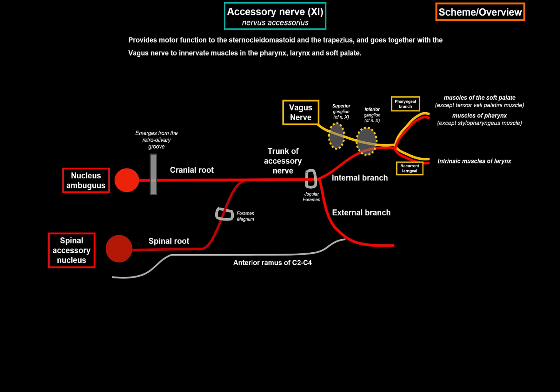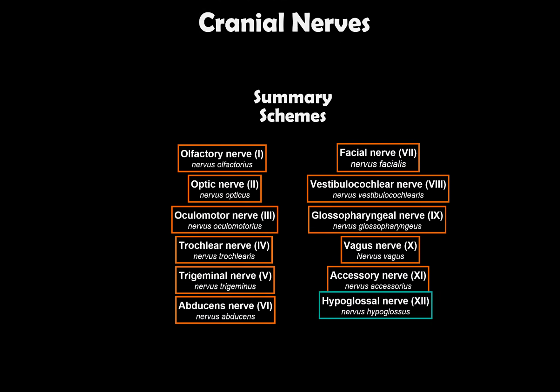The external branch is easy. It's going to descend along the neck, grab some fibers from the anterior ramus of C2, C3, and C4 from the cervical plexus, and then go innervate the trapezius and the sternocleidomastoideus. So that is the accessory nerve.